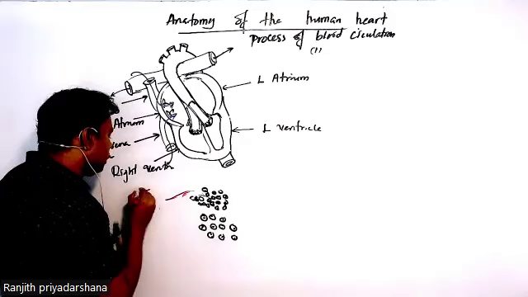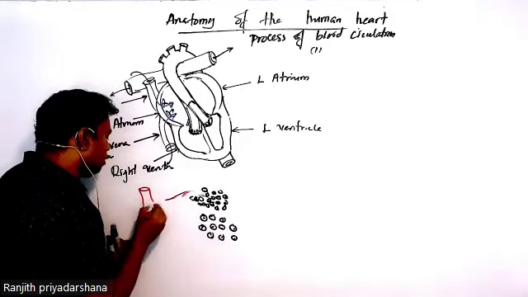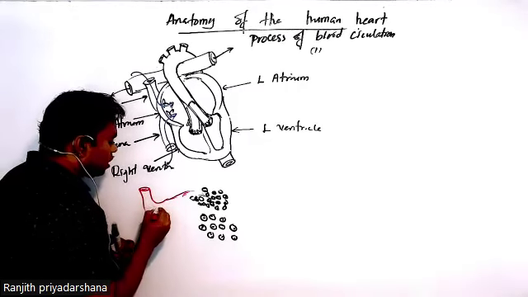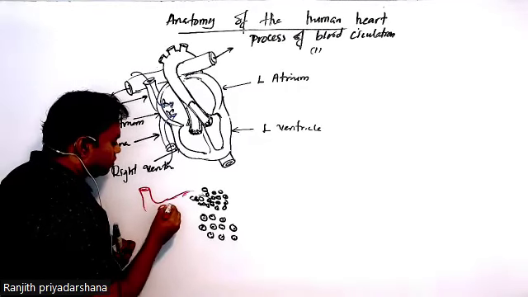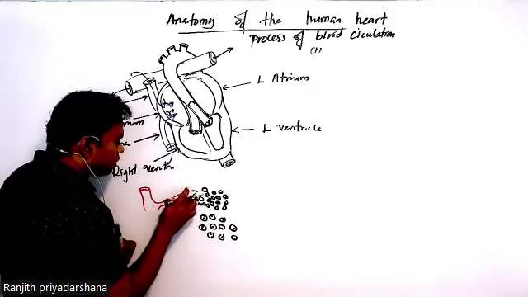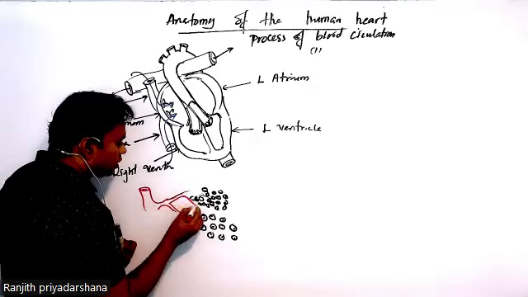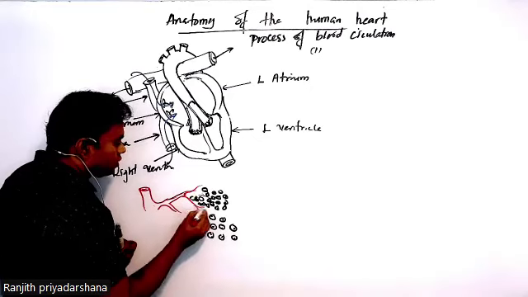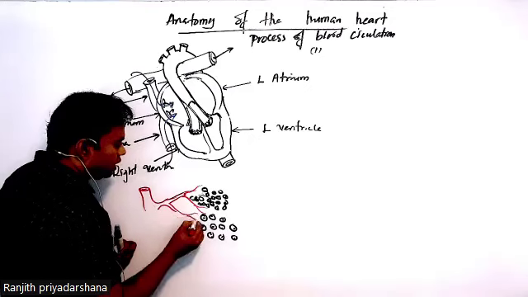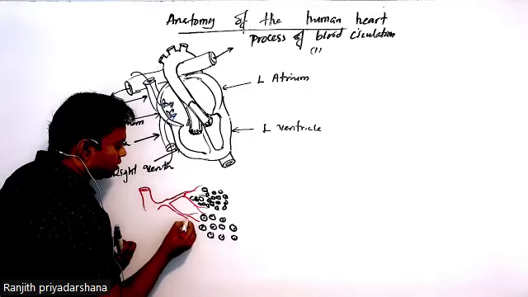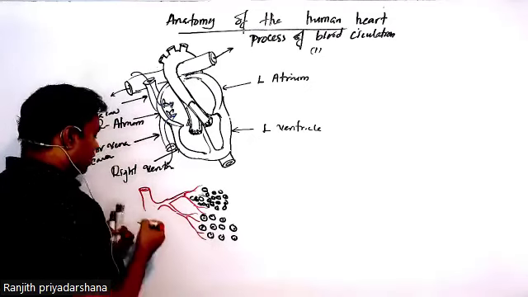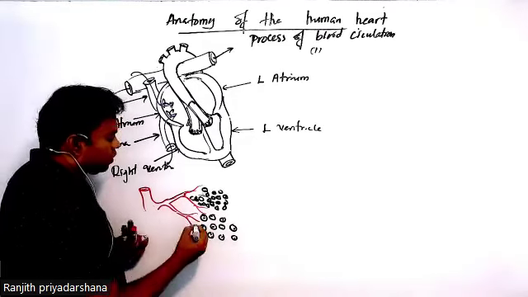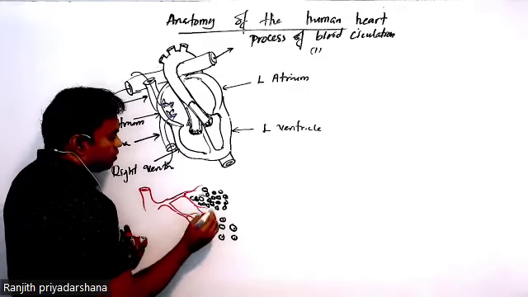Right. You learned the anatomy of blood vessels. So here's the artery. The artery is divided into arterioles, and these arterioles finally divide into a network of capillaries. Then these tissue cells can get oxygen and nutrients.